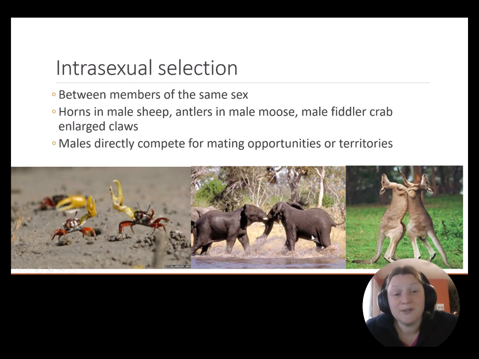We also do have physical encounters, so fighting in these elephants, boxing in the kangaroos, or fighting over territories where the females might be living. And all of that is intrasexual selection.